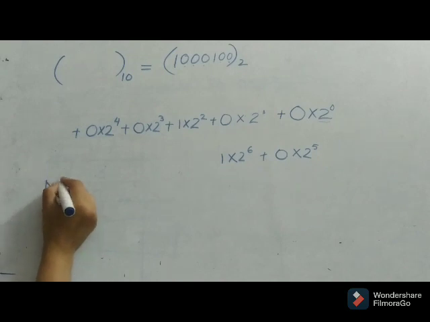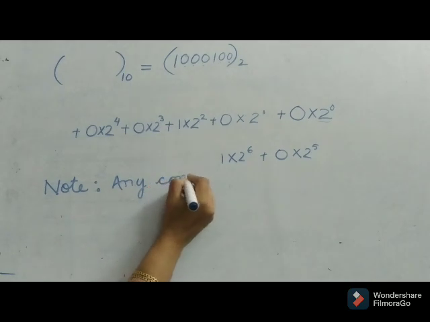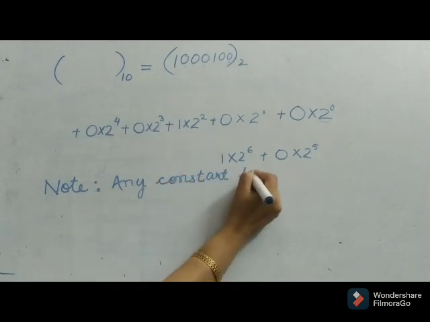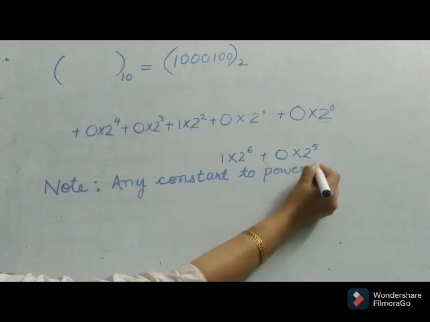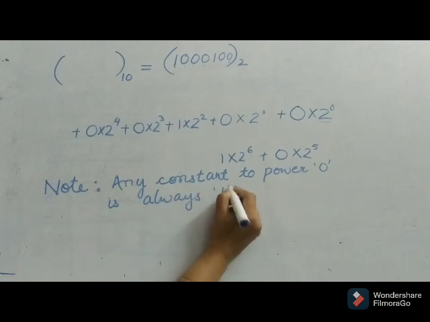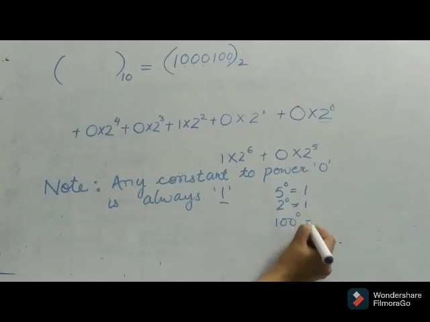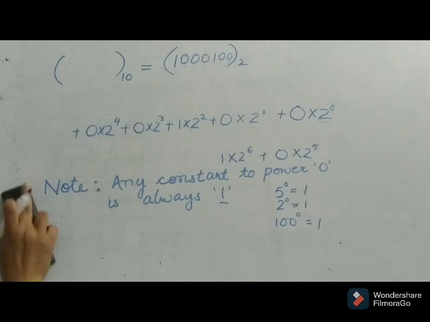Now children, here you have to note something. Make a note of it. Any constant to the power 0 is always 1. Means if you have any number, let's say you have a number 5, 5 to the power 0 is 1. 2 to the power 0 is 1. 100 to the power 0 is 1. So any constant whatever you have, if it has a power 0, that will always come up as 1. So keeping this in mind, let's calculate the rest of the part.